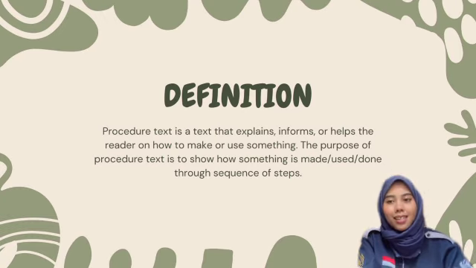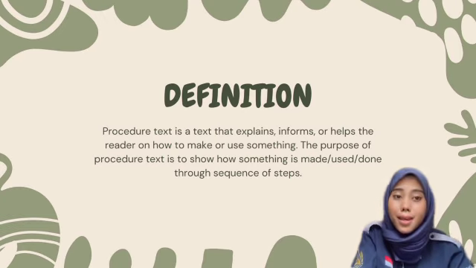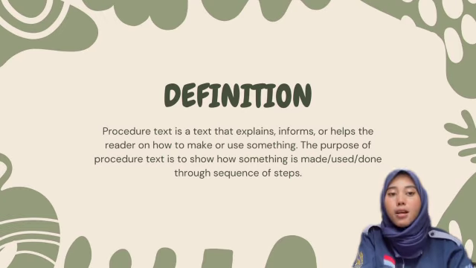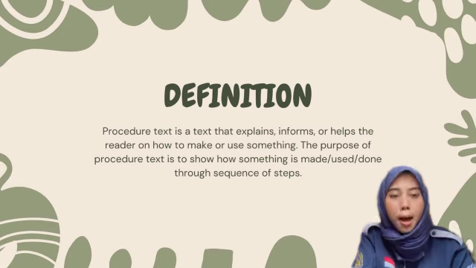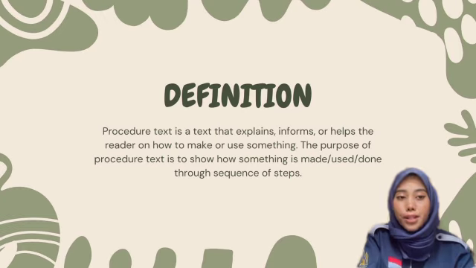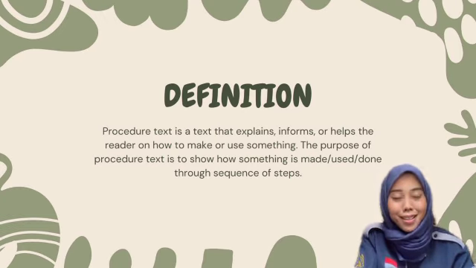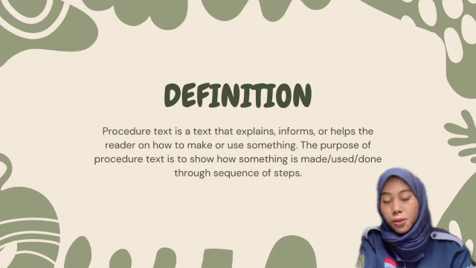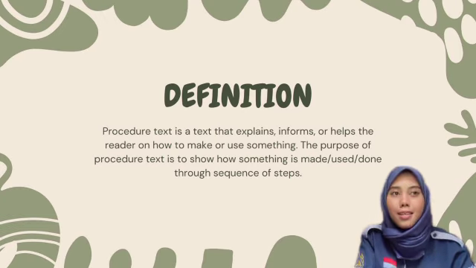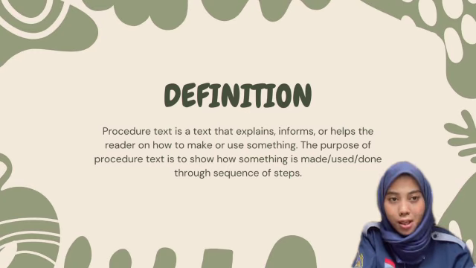Procedure text is a text that explains or informs or helps the reader on how to make something or how to do something. Procedure text doesn't usually come only in the form of a recipe, but can also be in the form of tutorials or tips. For example, when you're having insomnia and you find tips in a magazine, you can usually find a procedure text there. And when you want to make something like a coffee, of course you're going to find a recipe. A recipe is also a procedure text.